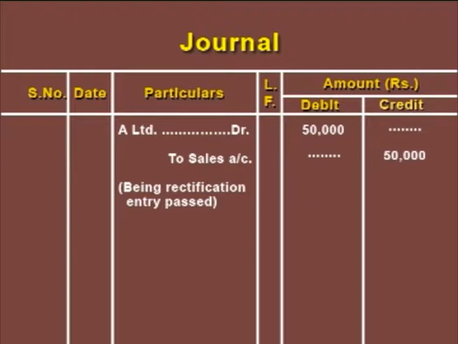If you closely observe this rectification entry, you will understand that this entry is exactly same as the entry passed at the time of credit sale of goods to A Limited. It implies that in case of errors of total omission, the rectification entry will be exactly same as the original entry that would have been passed had the transaction been properly recorded. But the same will not be the case in errors of partial omission. Now, let us have more examples.